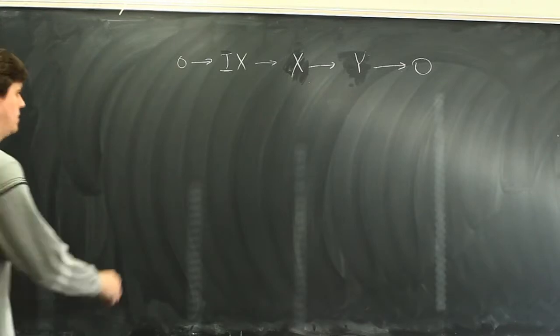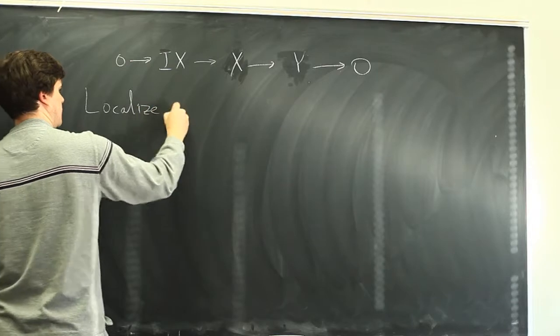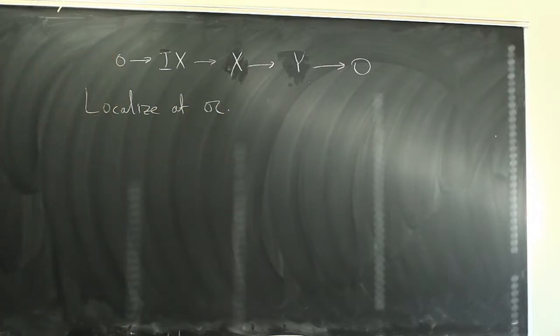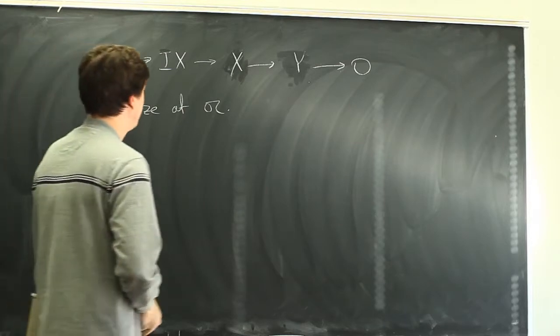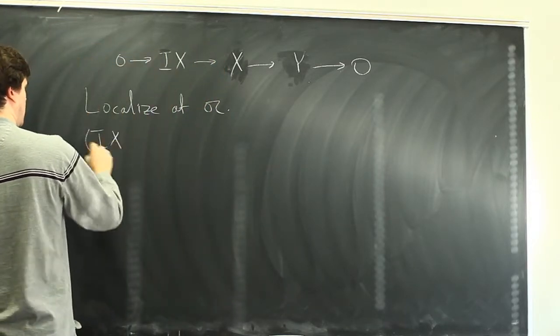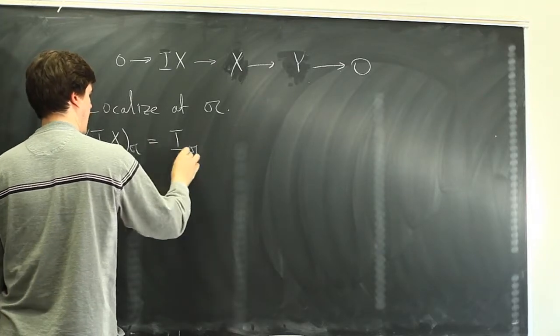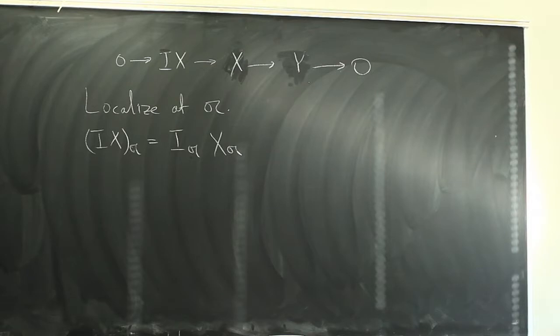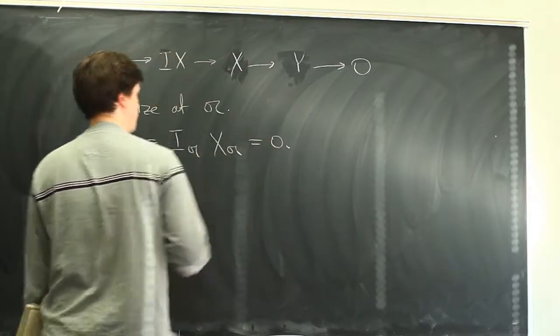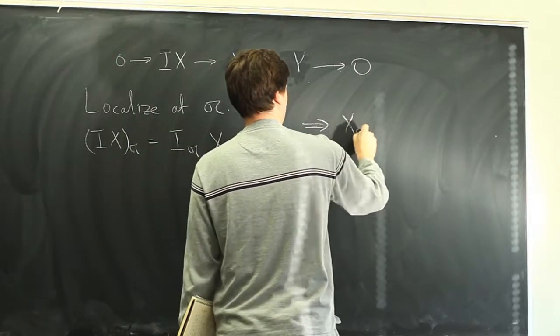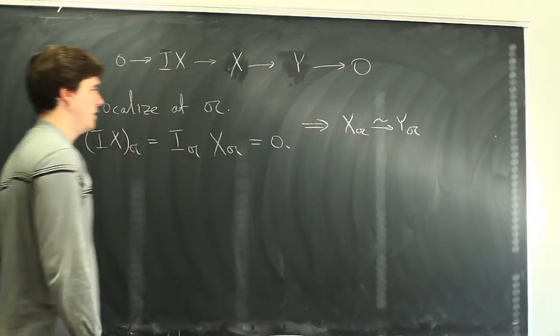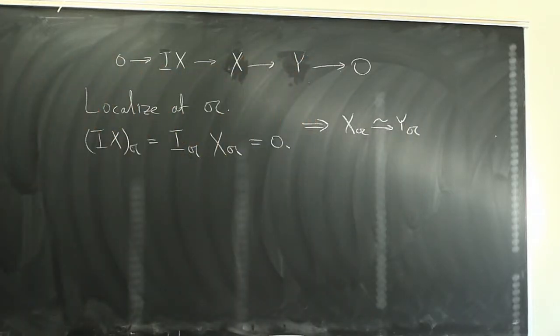Now we're going to localize this at A. So this localizing is exact, so we still have an exact sequence. And the localization of the kernel, well, this is equal to the localization of I at A times the localization of X at A. And we know the localization of I at A is 0. So this implies that you get an isomorphism on the localizations like that. And I previously said that those localizations agreed with these things. And then this basically does it.